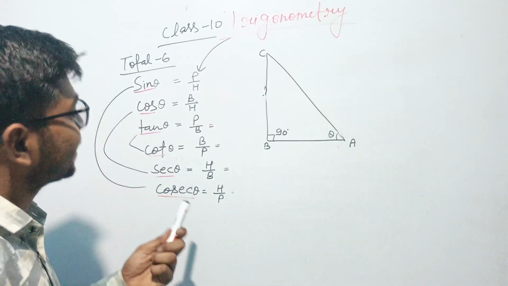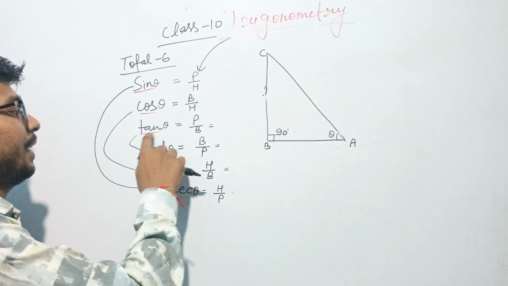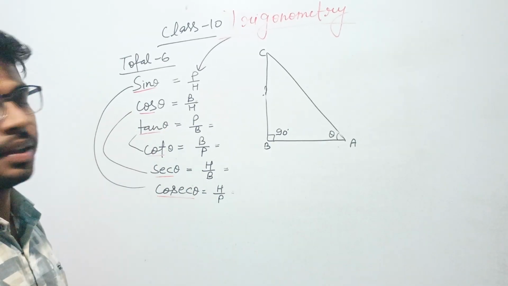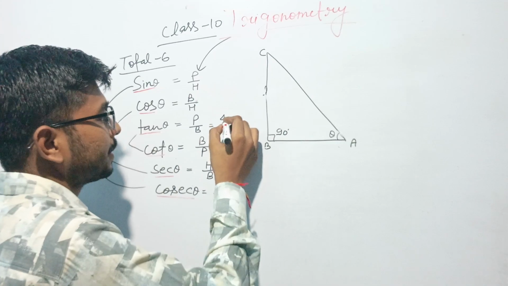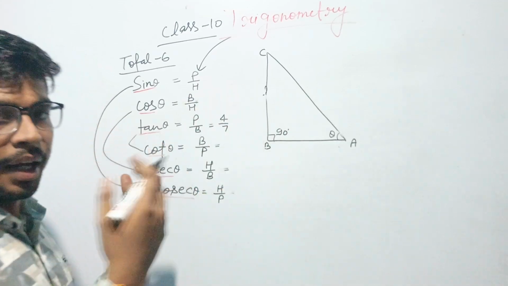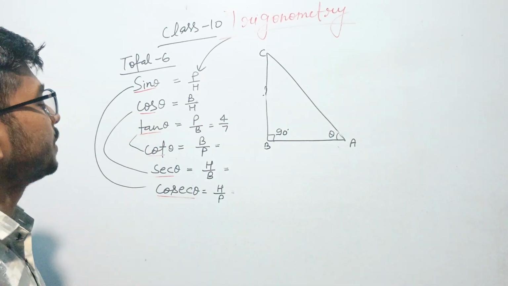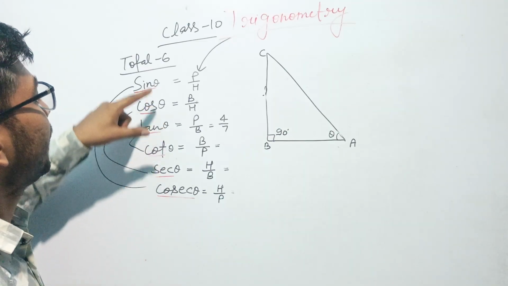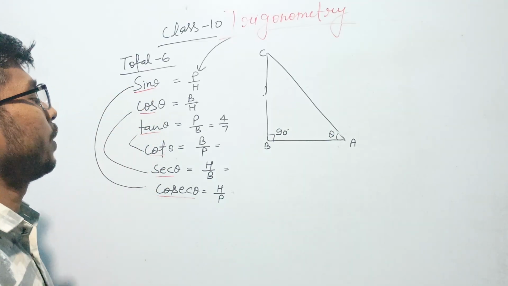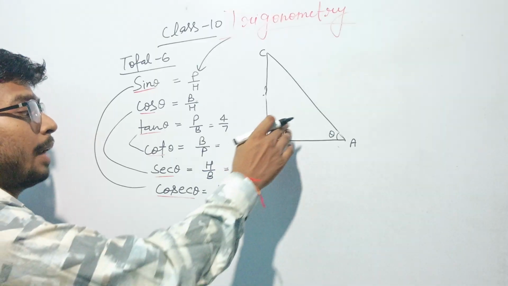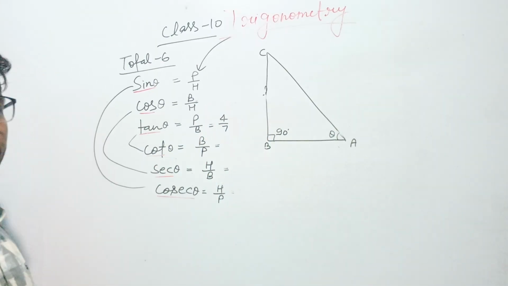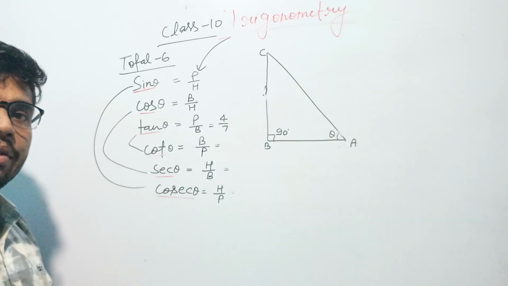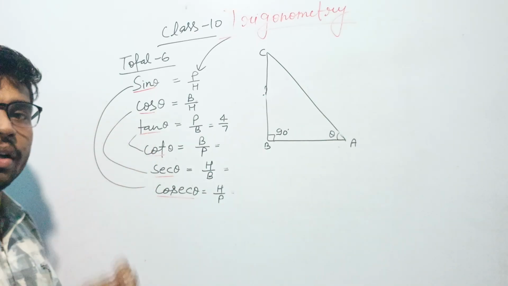We can consider any value. Just consider tan theta. I am considering 4/7, a random value. You have to find the remaining 5 trigonometric functions. With the help of this triangle, first we will find the third side, and then we will find the remaining 5 trigonometric functions.